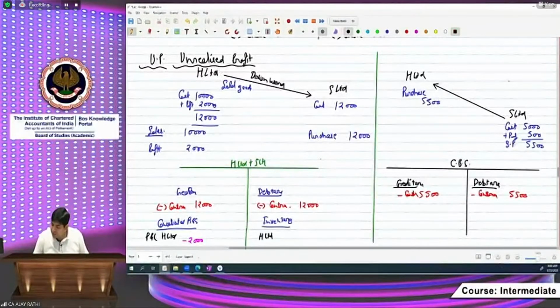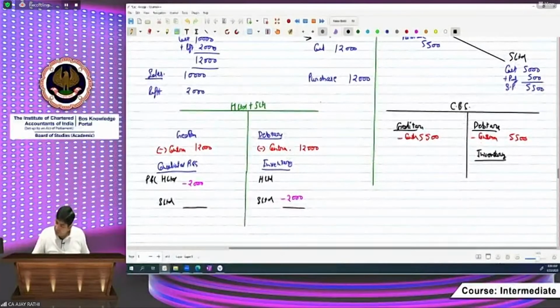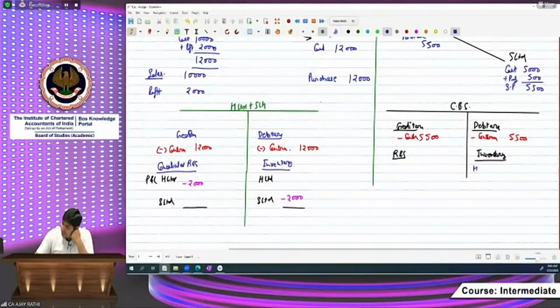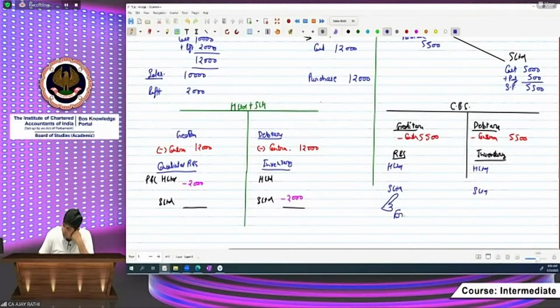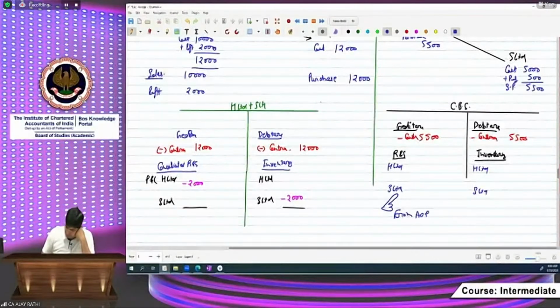One more thing is also there. Tell me, sir, inventory, and reserve and surplus. Now we have to reduce such 500 rupees only. H Limited inventory is there and S Limited inventory is there. H Limited reserve and surplus is there and S Limited reserve and surplus is there. You know, from AOP such figure comes. From AOP always.